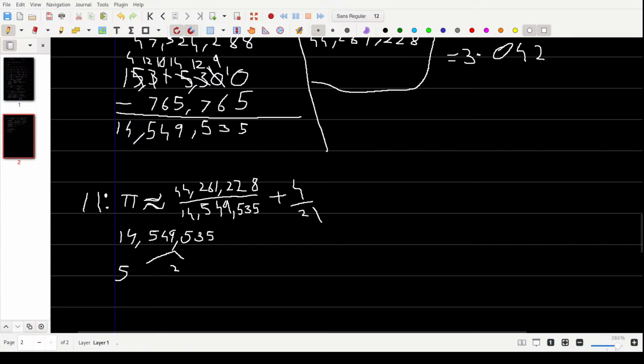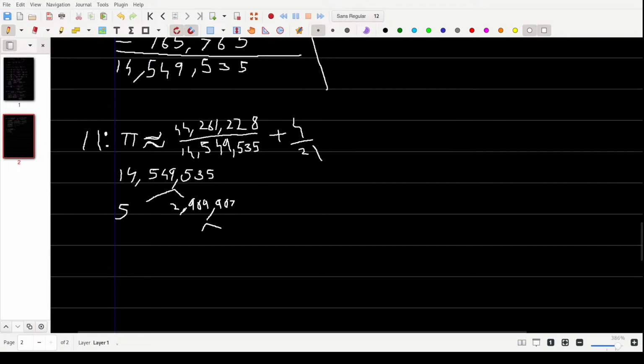So that's 2,909,907. Okay. This is divisible by 7, so let's divide it by 7. That's 415,701.